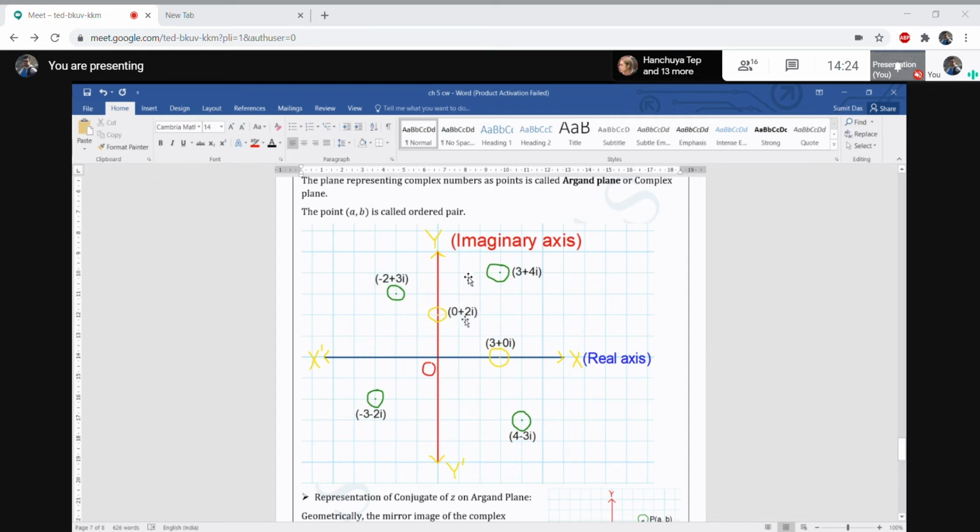Okay. Similarly, a pure imaginary number means 0 + 2i. Here there is no real part because it is 0, so 0 is here and 2i is here. So this is 0 + 2i. Whenever it is a purely imaginary number, it will be on the y-axis, and whenever it is a purely real number, it will be on the x-axis. So this is the only thing we need to know about the Argand plane.